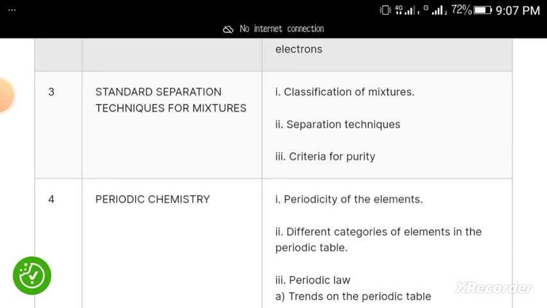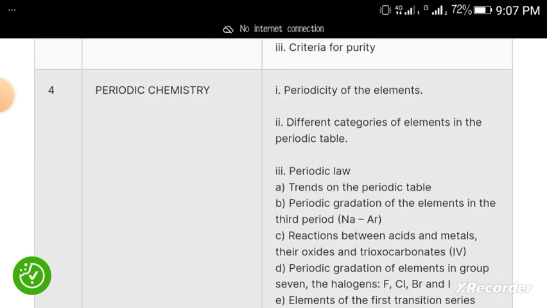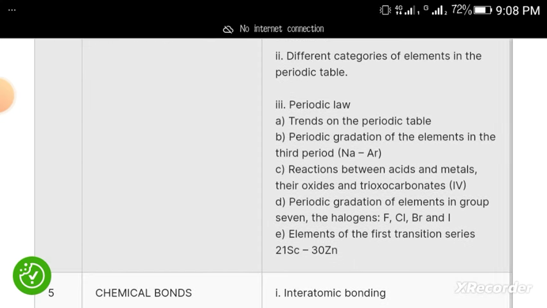Under it, study periodicity of the elements. You know, first 20 elements in the periodic table, there are columns and sections. So study the periodic table very well, especially focusing on the first 20 elements from hydrogen. Just study everything about the first 20 elements. Look at this, they say different categories of elements in the periodic table.